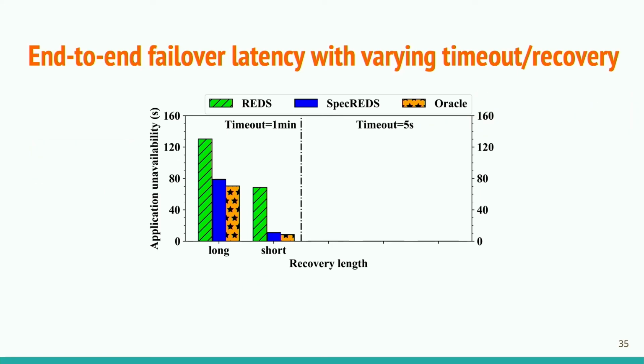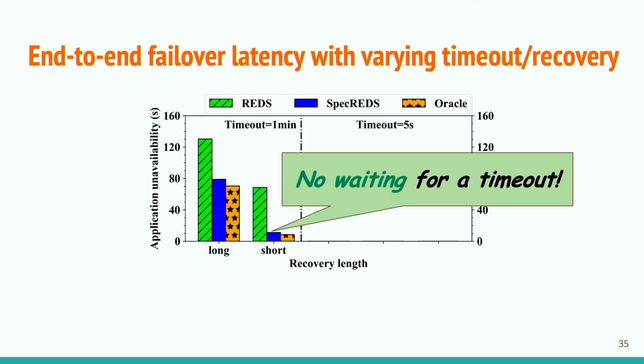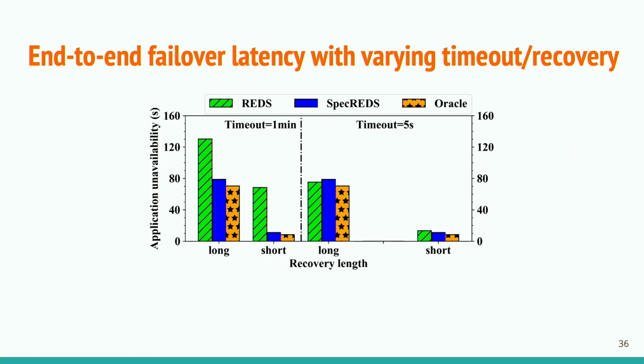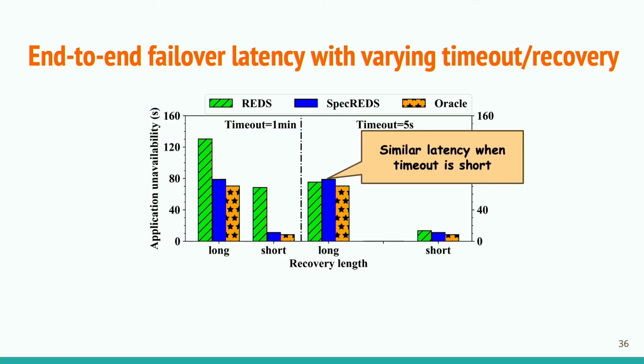So first, for long timeout, we can see that SpecReds reduces the failover latency significantly because it does not need to wait for a timeout. And for a short timeout, we can see that REDs and SpecReds have very similar latencies because a short timeout allows REDs to initiate failover much sooner. And in fact, in some cases, SpecReds is even slower because it operates on a slightly slower disk clone.